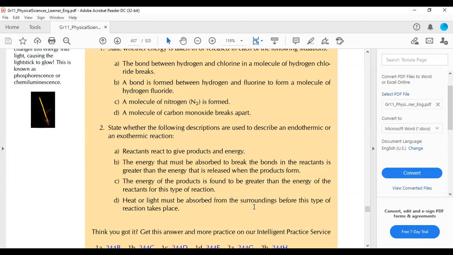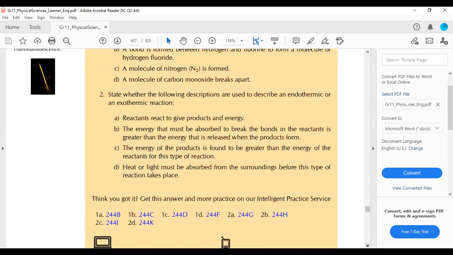Heat or light must be absorbed from the surroundings before this type of reaction takes place. So this one is obvious. This will be our endothermic because it talks about absorption of heat or light. Okay.